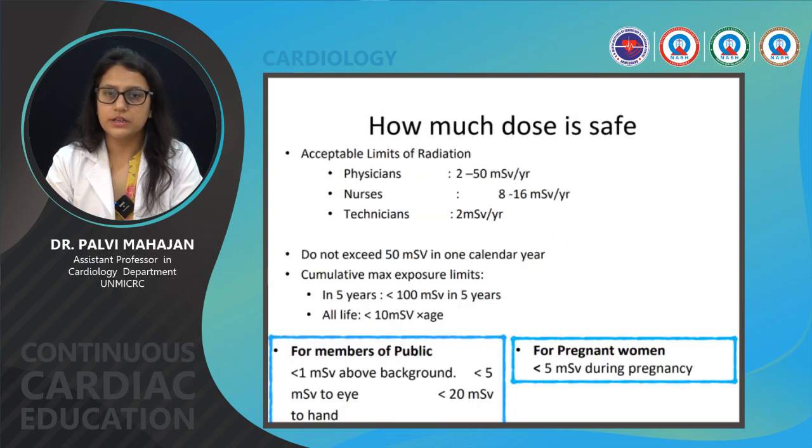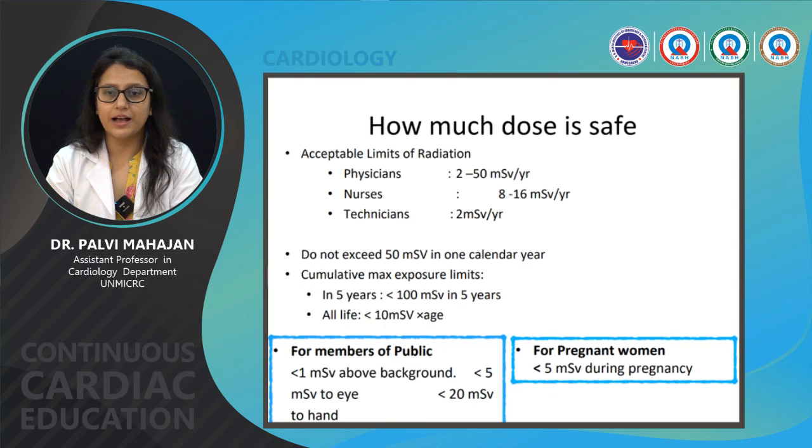How much dose is safe for an interventional cardiologist? Acceptable limits for a physician is 2 to 50 millisievert per year. For nurses, it is 8 to 16 millisievert per year. For technicians, it is 2 millisievert per year. We do not have to exceed more than 50 millisievert in 1 calendar year.